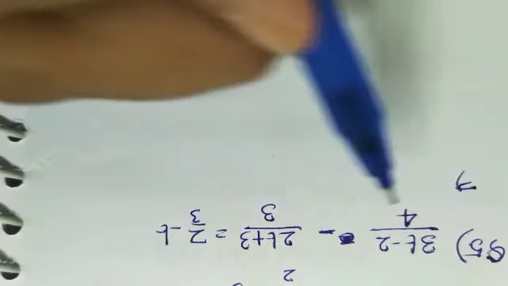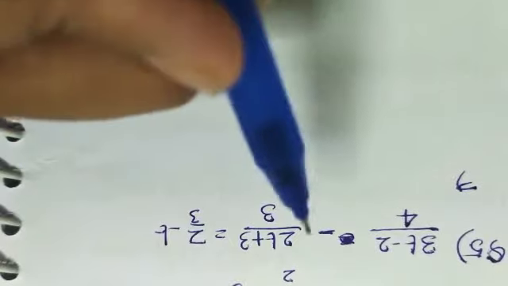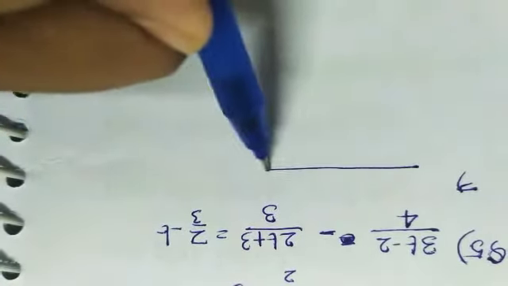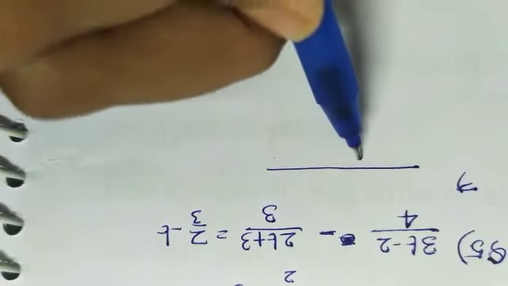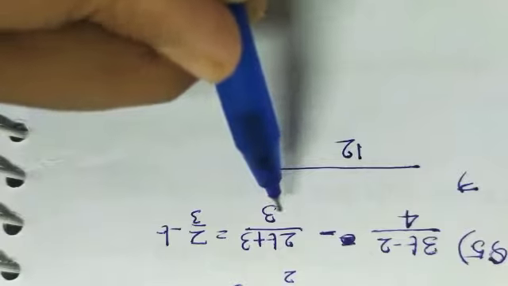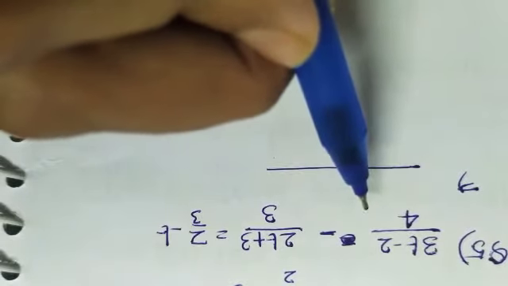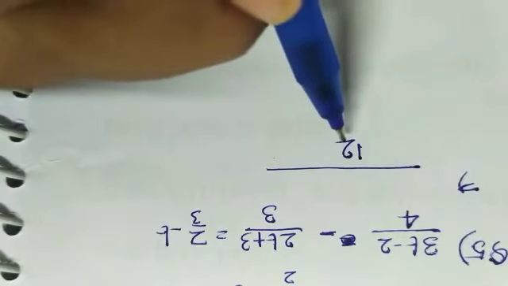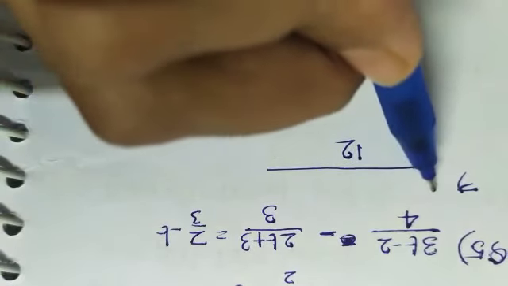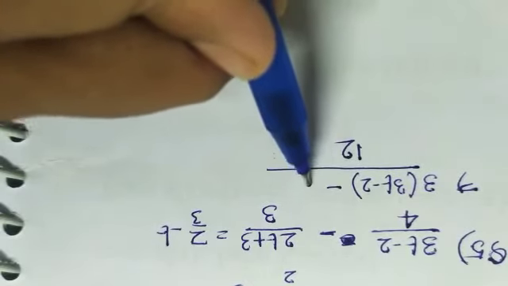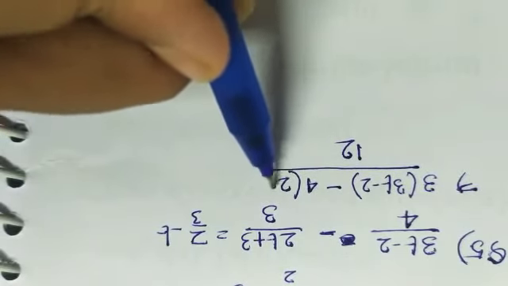Our target first is to take all the t terms on one side. So let's solve this side. 3 4s are 12. Definitely the LCM will be 12. Why? Because 4 and 3 are co-prime to each other. They do not have any common factor except 1, so the LCM is 12. So multiply 3 by this expression 3t minus 2. Similarly, 4 will be multiplied with 2t plus 3.